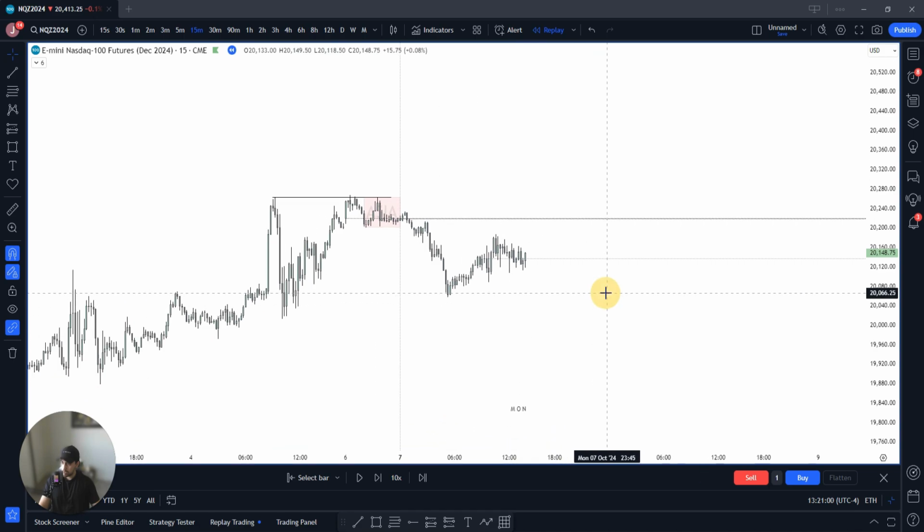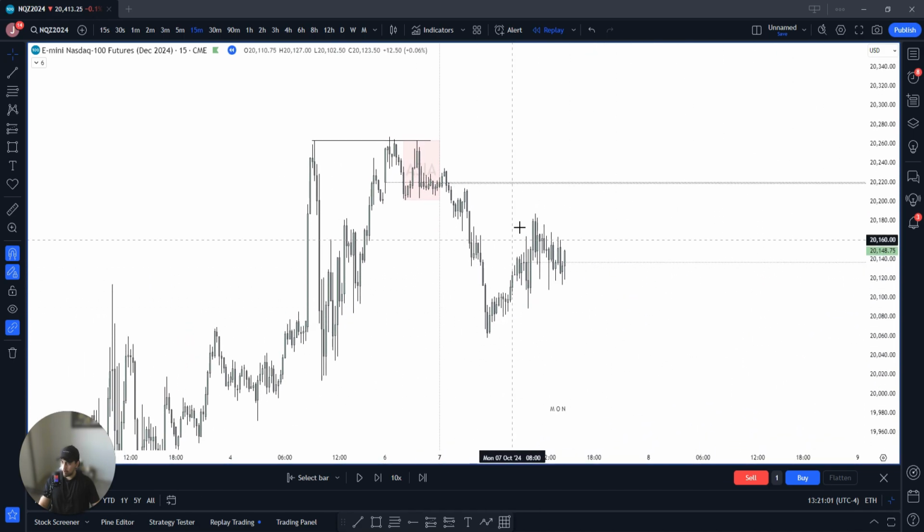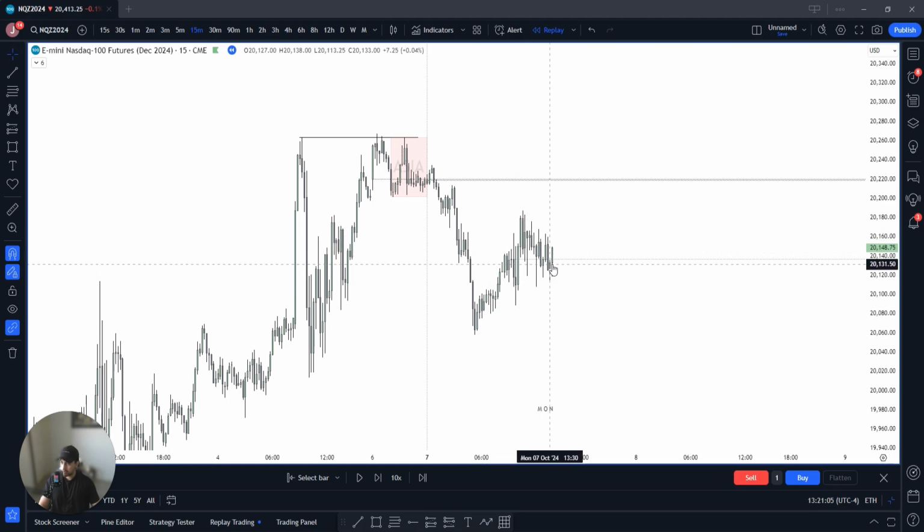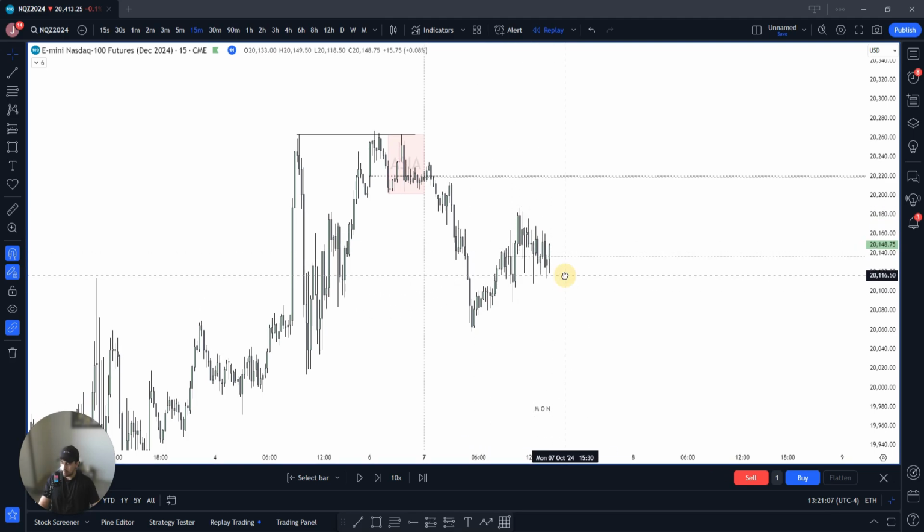If we go to the 15-minute chart, you can see why we do not want to trade Monday, right? It's very high resistance. It's a no news Monday. There's no volatility here. There's nothing here, okay?